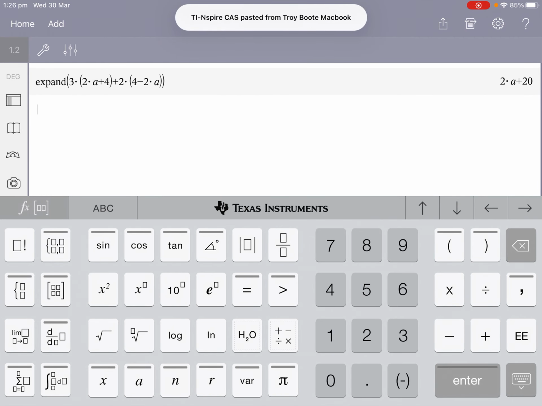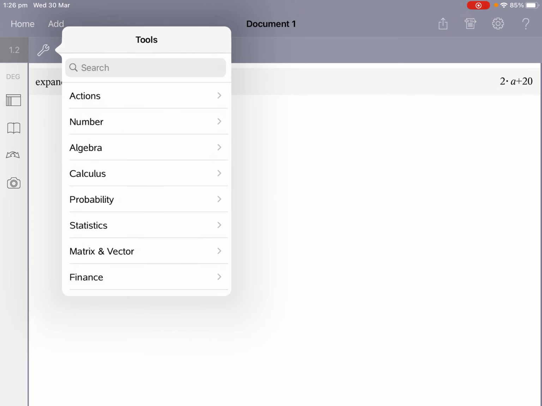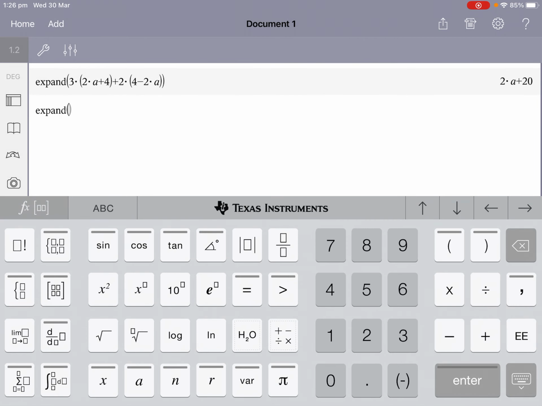Hopefully this works in the calculator. When I'm simplifying, I'm doing the same thing. I'm going to use that expand function. So menu, and just show you what it would have been. Menu, algebra, expand. And for this, I'm going to use the fraction template.